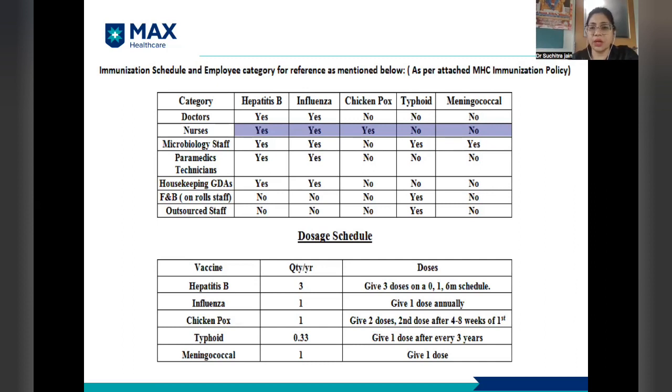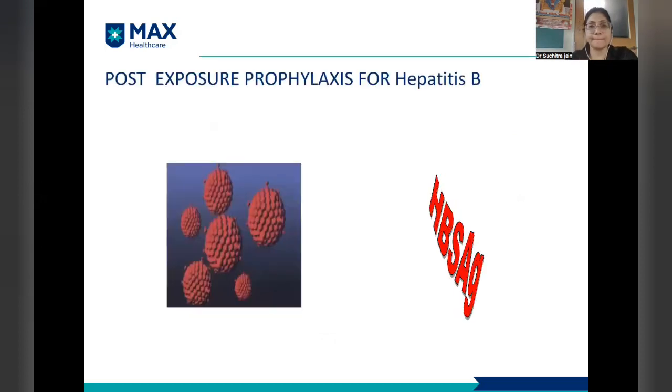Dosage schedule, we know hepatitis B, I've already said. Influenza vaccine is given 1 dose annually. Then chickenpox given 2 doses. Second dose is after 4 to 8 weeks. Typhoid is usually given once in 3 years, and meningococcal is given once in every year again for every dose. Next, please.